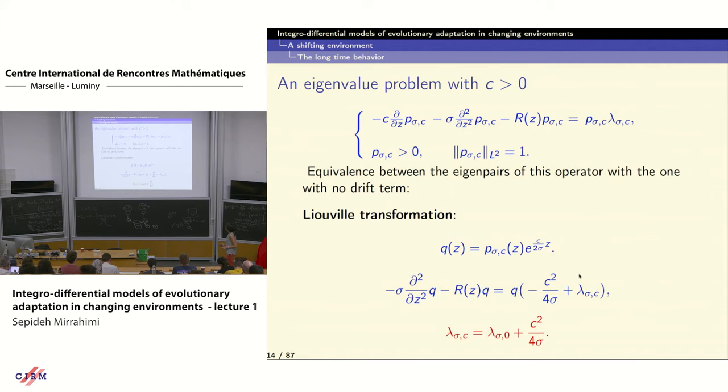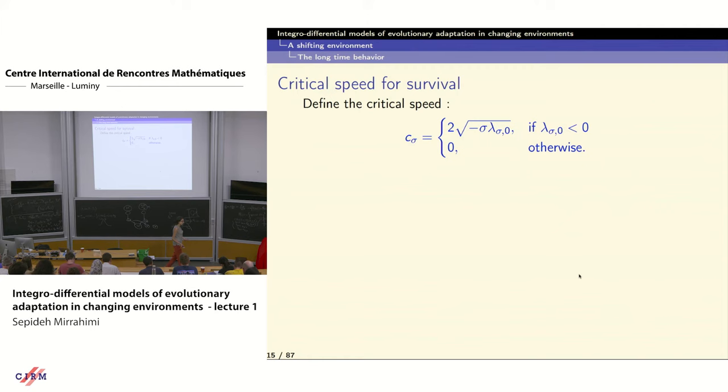And now we obtain this relation between lambda c sigma c and lambda sigma 0. And now we are able to say what would be the behavior of the solution in long time. To do that, we will define a critical speed that depends on lambda sigma 0. It is given by this c sigma that I have written here. If lambda sigma 0 is positive, then c sigma is 0. And if it is negative, then c sigma is given by 2 square root of minus sigma lambda sigma 0.